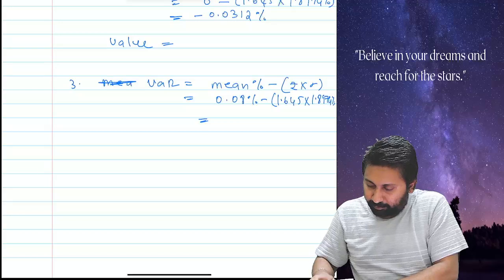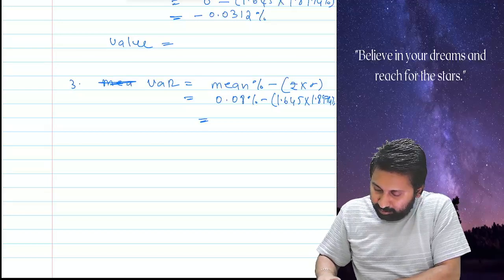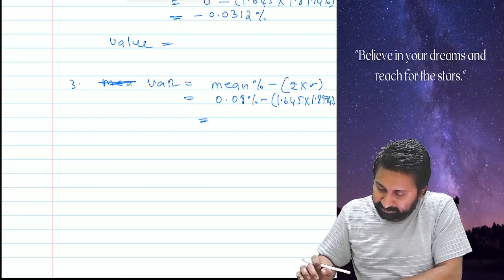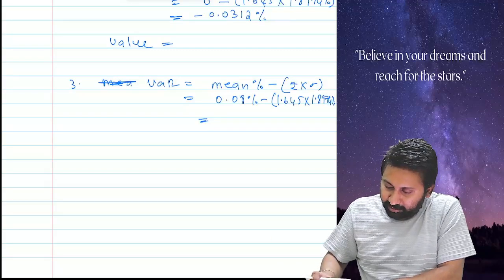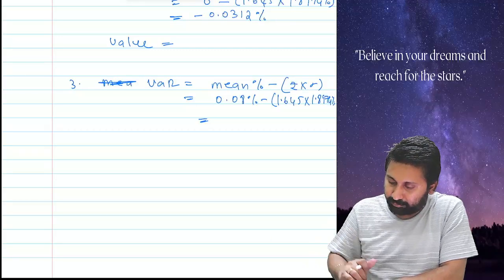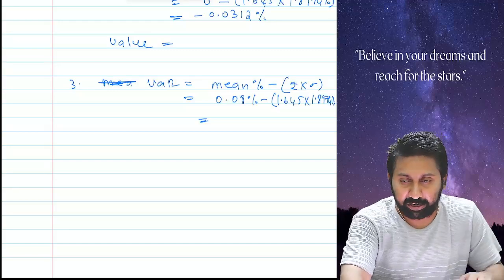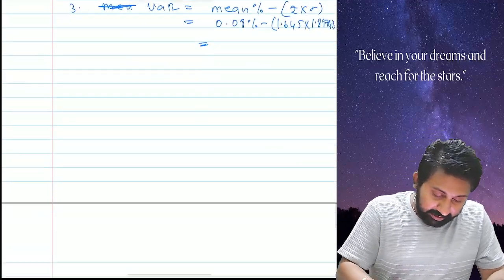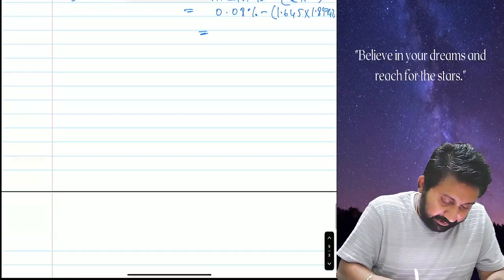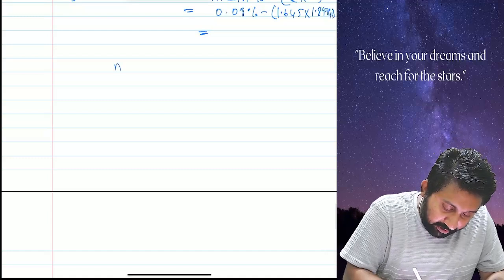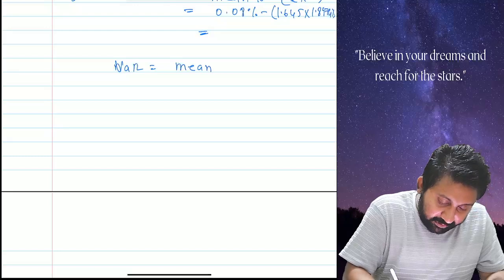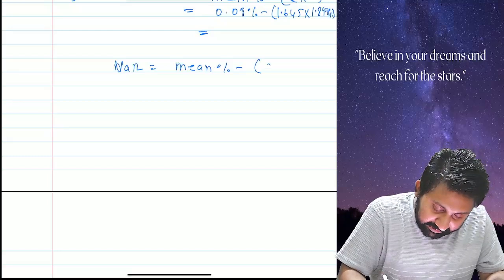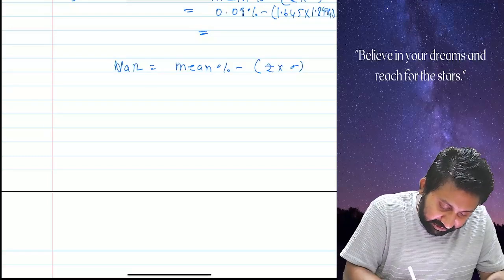So 1.645 into 1.8974%. Okay, we got the same 0.0312, minus 0.08. Okay, so see, what we need to do is, you can calculate the VAR using the mean as a percentage: mean minus Z into standard deviation.